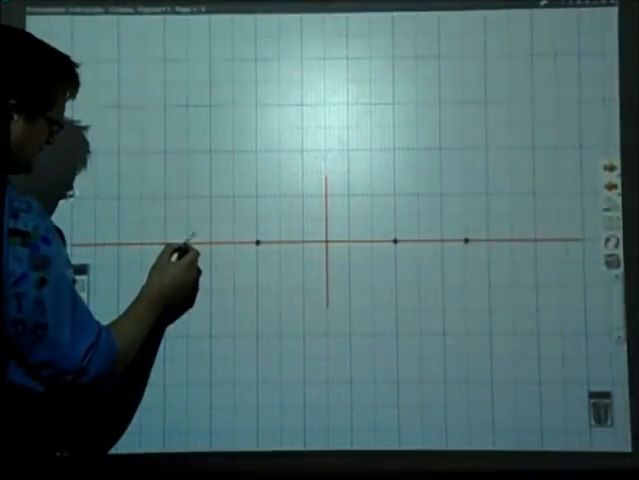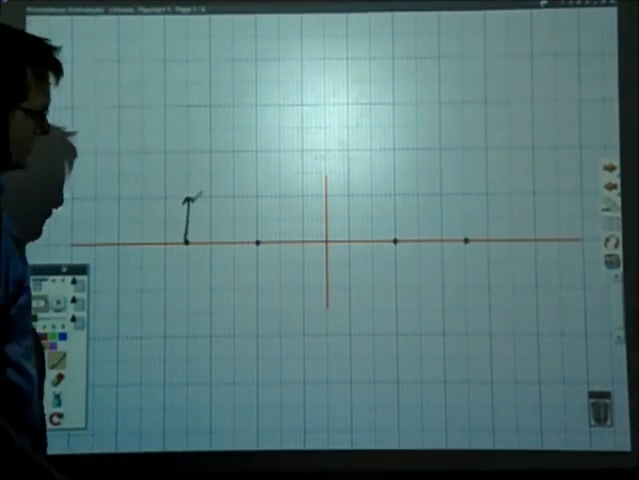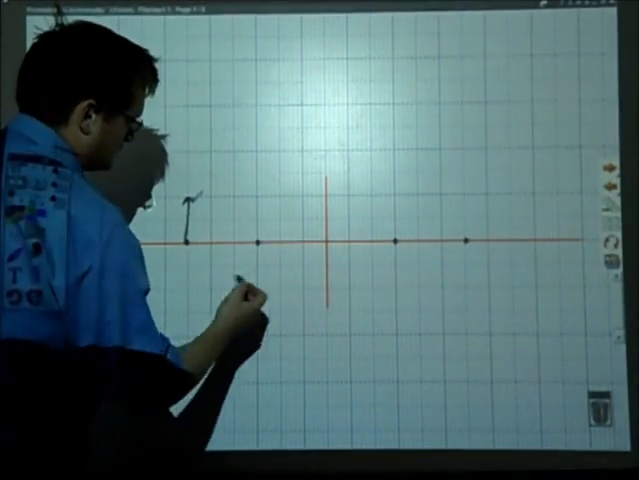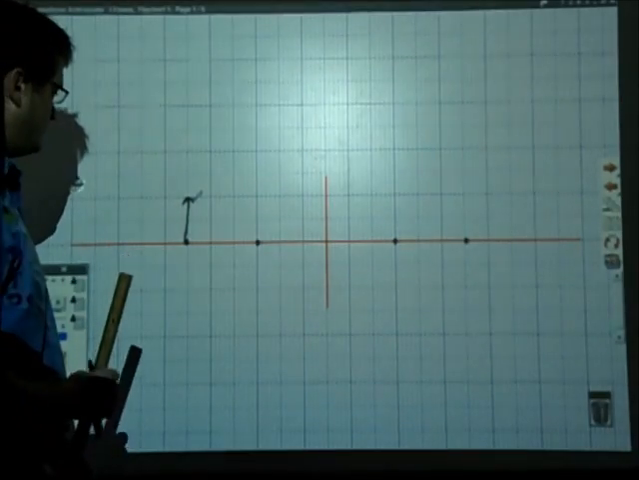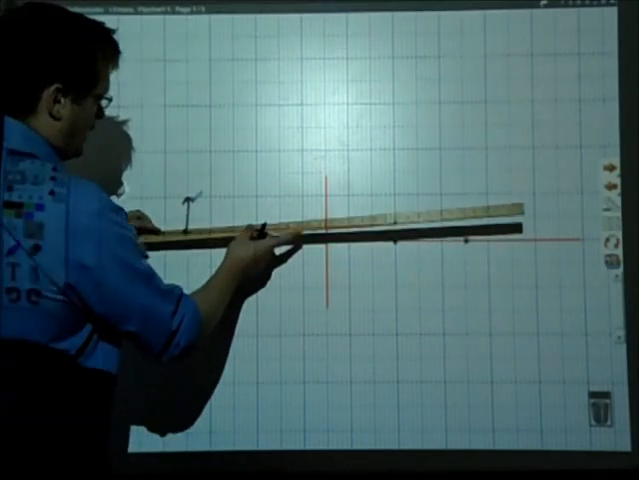Object when the object is exactly 2f away from the lens. So in this case it's 6 centimeters away from the lens. That's a distance of twice the focal length away from the lens. When it's exactly 2f away, I go through exactly the same steps.